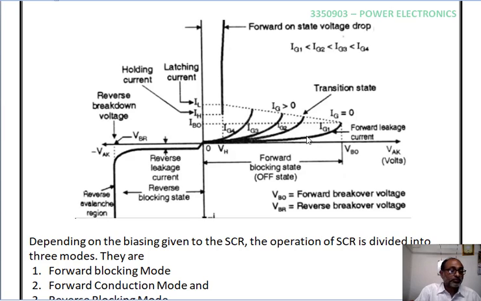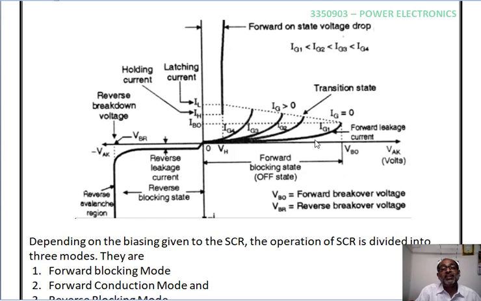So now when the value of the applied voltage to the SCR between anode and cathode terminal of the SCR is less than the breakover voltage of this SCR, that time this SCR offers very high resistance to the flow of current. That means it opposes the flow of current, but still some leakage currents flow through this SCR.